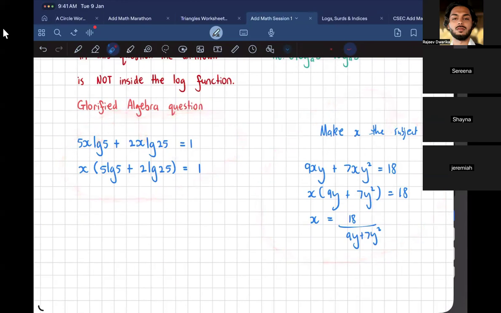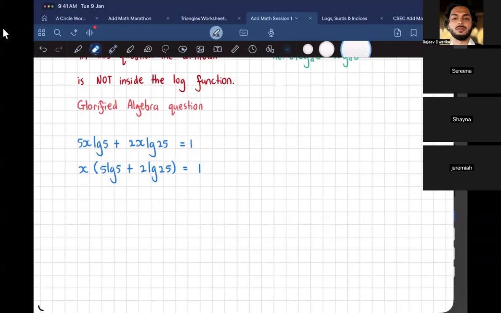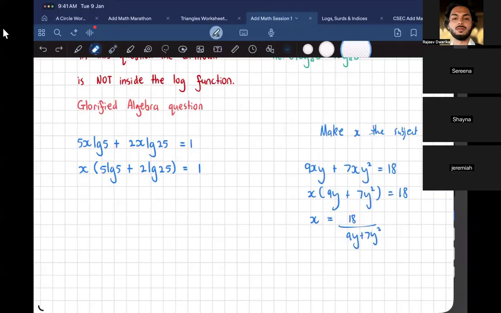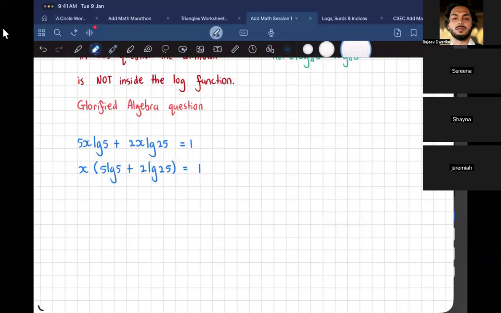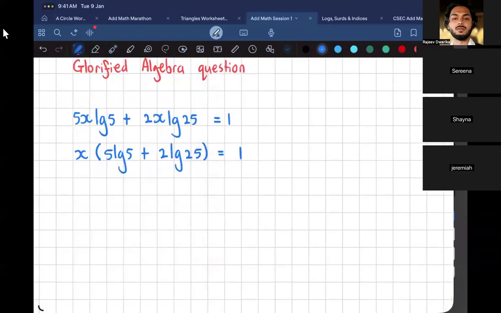I'm trying to find x. I need to isolate x. So I need to pull out x from everything. I need to isolate it. I can't have x anywhere, right? So just like with this example, where I divided by 9y plus 7y squared on both sides, what do you think I'm going to divide by on both sides here? You're going to divide by 5 log 5 plus 2 log 25. Right? So this is going to turn to 1 over 5 log 5 plus 2 log 25.